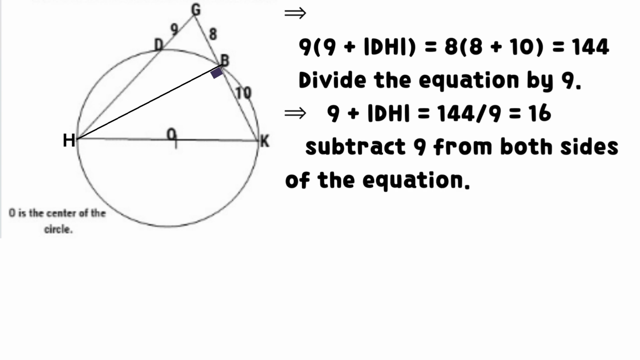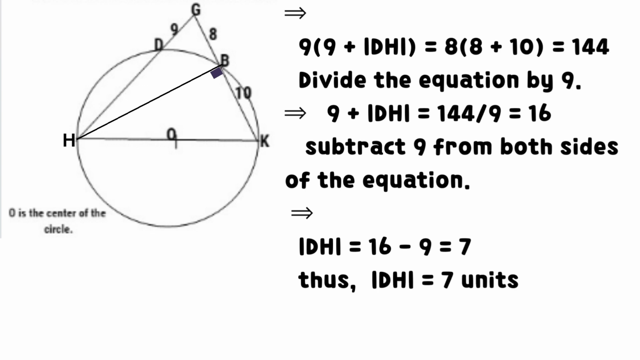Divide the equation by 9. Thus, the sum of 9 and line DH equals 144 divided by 9, which equals 16. Subtract 9 from both sides of the equation. Hence, DH equals 16 minus 9, which equals 7. This implies that DH equals 7 units.